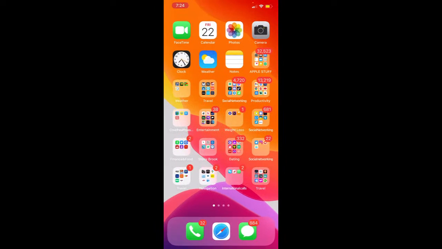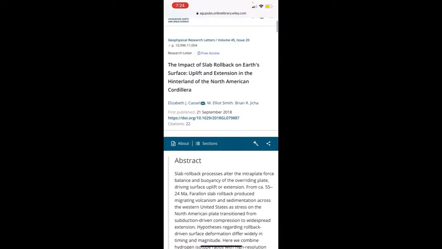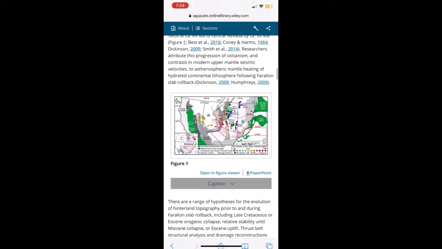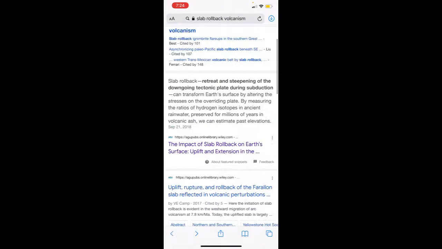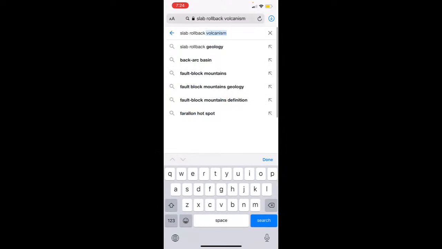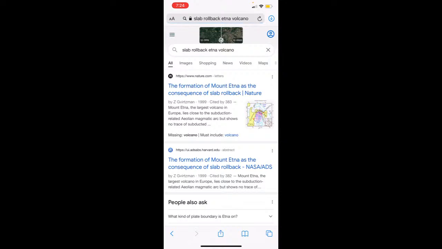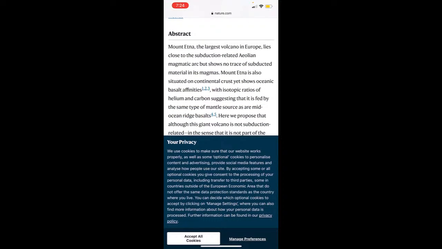Let me go back and explain what I was talking about. So you had a slab rollback. This happened in North America, but it's also happening in South America right now. Maybe also happening in Italy, from what I understand. Slab rollback, Italy. Etna. Yep. That's what's occurring.